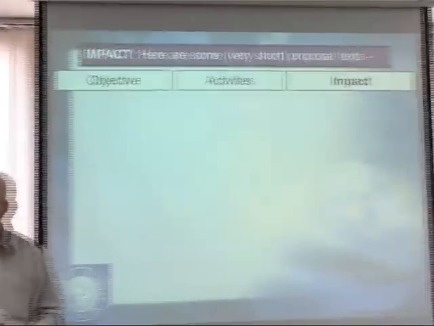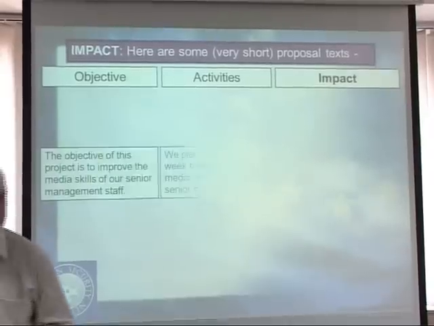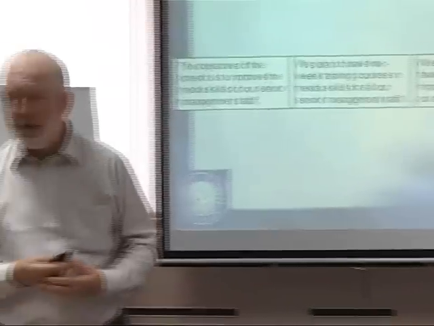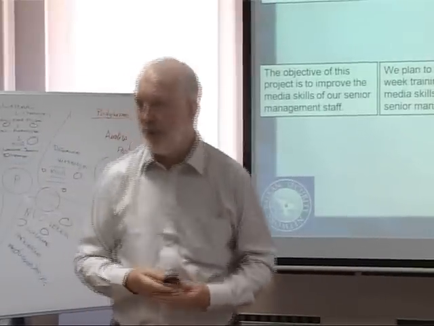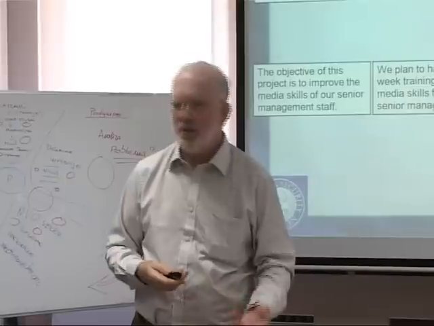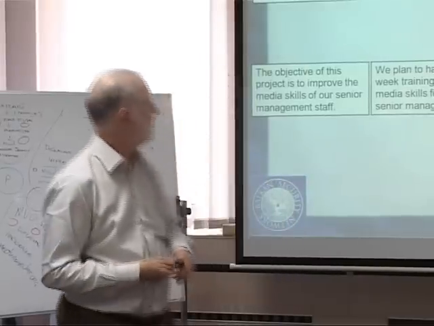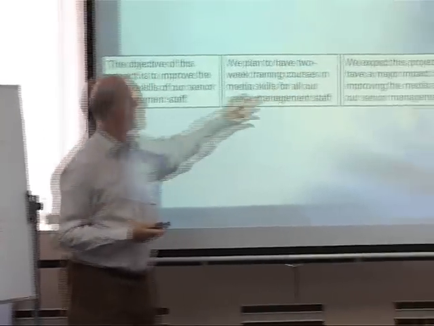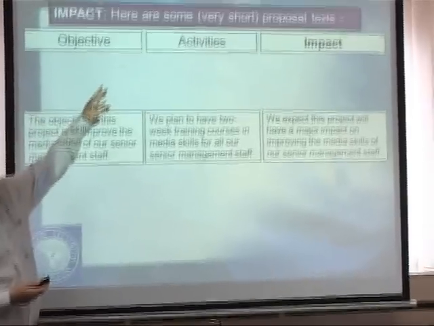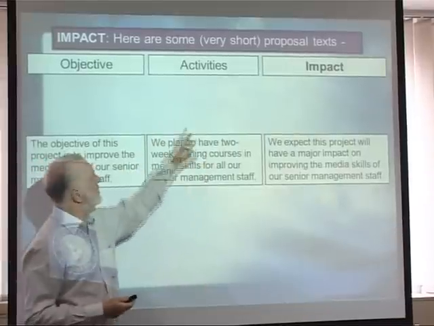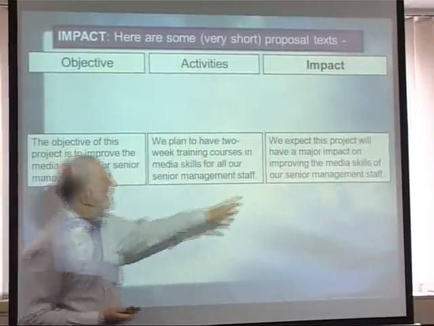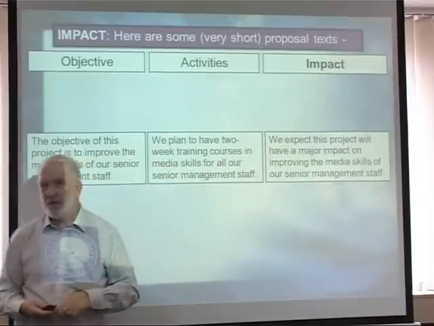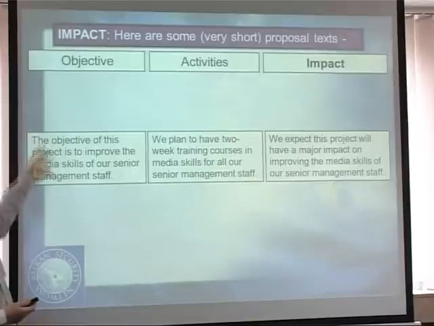Now, I've talked about impact being very important. I'm now going to read for you 3 very short project proposals. And then I'm going to ask you a question at the end. So, 3 sections for the project proposals. The first is the objective of the project. The second is a description of the activities. And the third is the impact that the activities will have. So I'm going to read each of these sections.